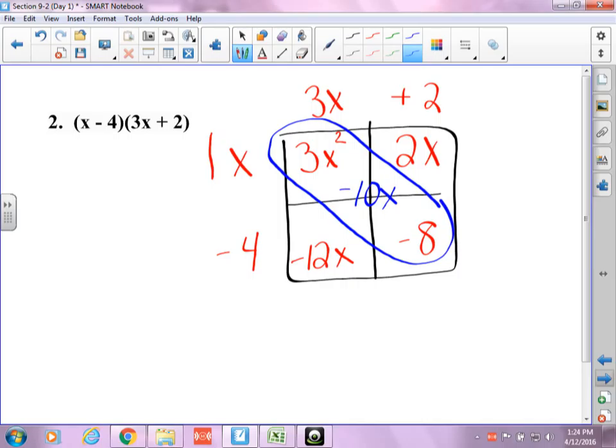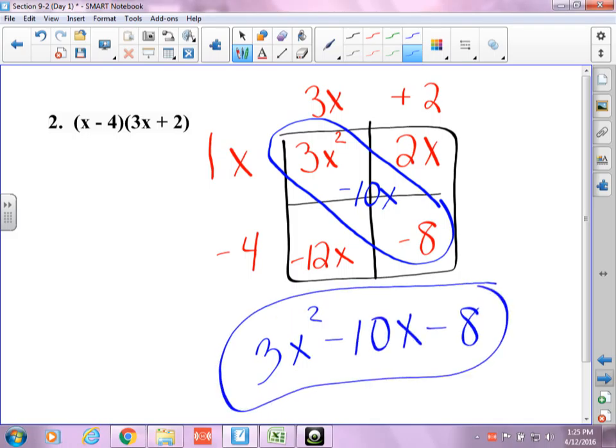I grab the x squared, because there's only one term. I grab my answer that I put in the middle, and then the lower right is the -8. So then when I write my answer, I just pull it out. 3x squared minus 10x minus 8, and I'm done. That's my answer. The one nice thing about this type of multiplication is we're going to factor later. So I'm actually going to give you the answer, and you're going to work backwards to the x minus 4 and the 3x plus 2.